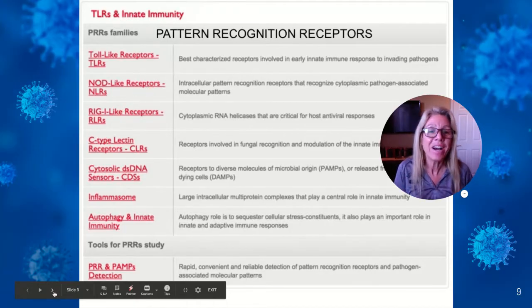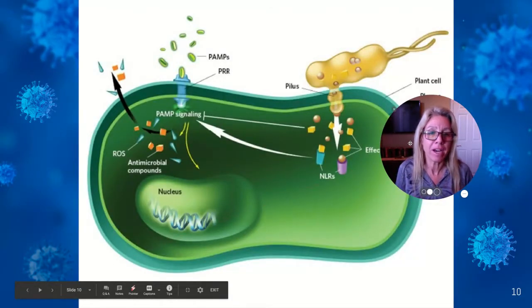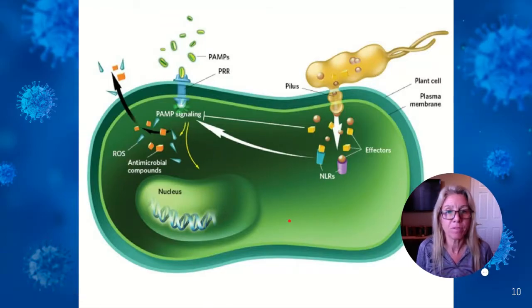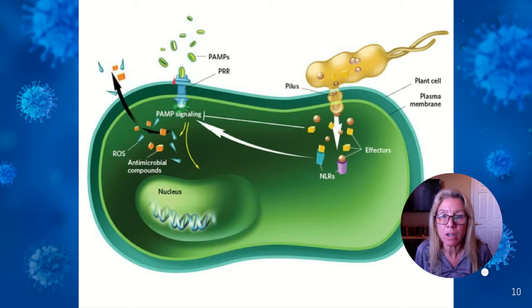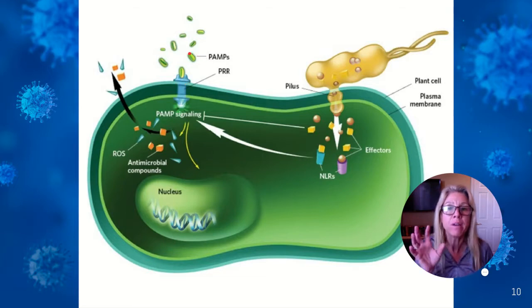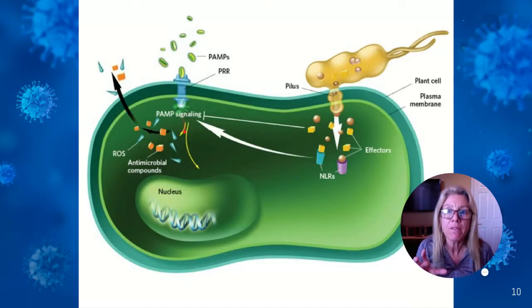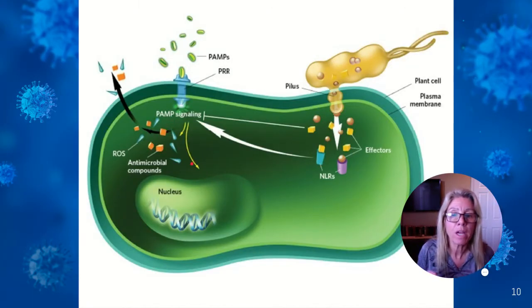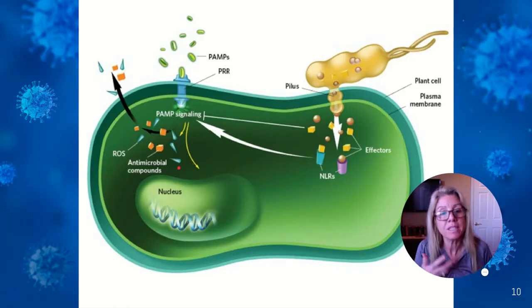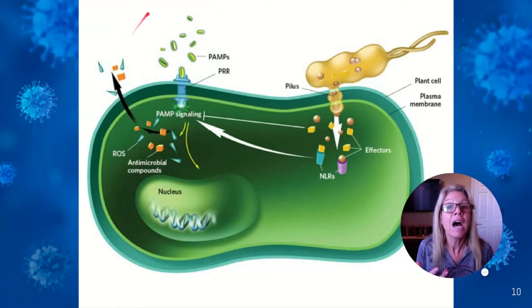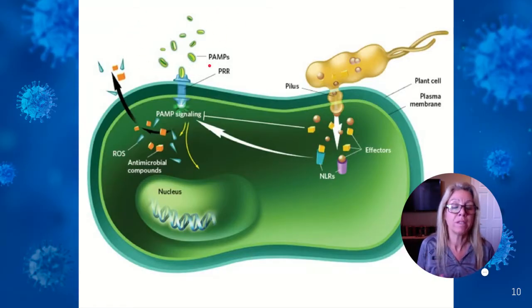Okay, now let's look at how this might play out very simply in a plant cell. Look, here is your receptor, and here is a PAMP that would be on, let's say, a bacterium, and it binds to it. Then you have a receptor, signal transduction pathway, you end up producing or releasing or activating some antimicrobial compounds that will then attack and destroy this bacteria.